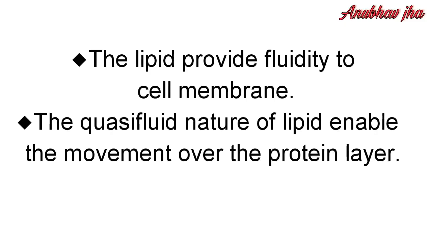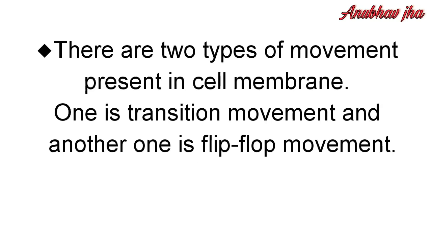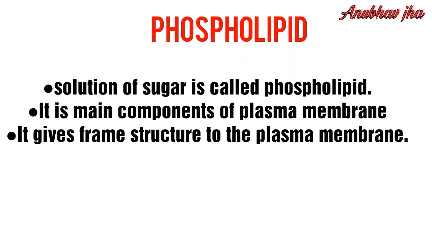The lipid provides fluidity to the cell membrane. The quasi-fluid nature of lipid enables movement over the protein layer. There are two types of movement present in the cell membrane: one is translational movement and the other is flip-flop movement. Phospholipid is the main component of the plasma membrane. It gives frame structure to the plasma membrane and provides fluidity to it.